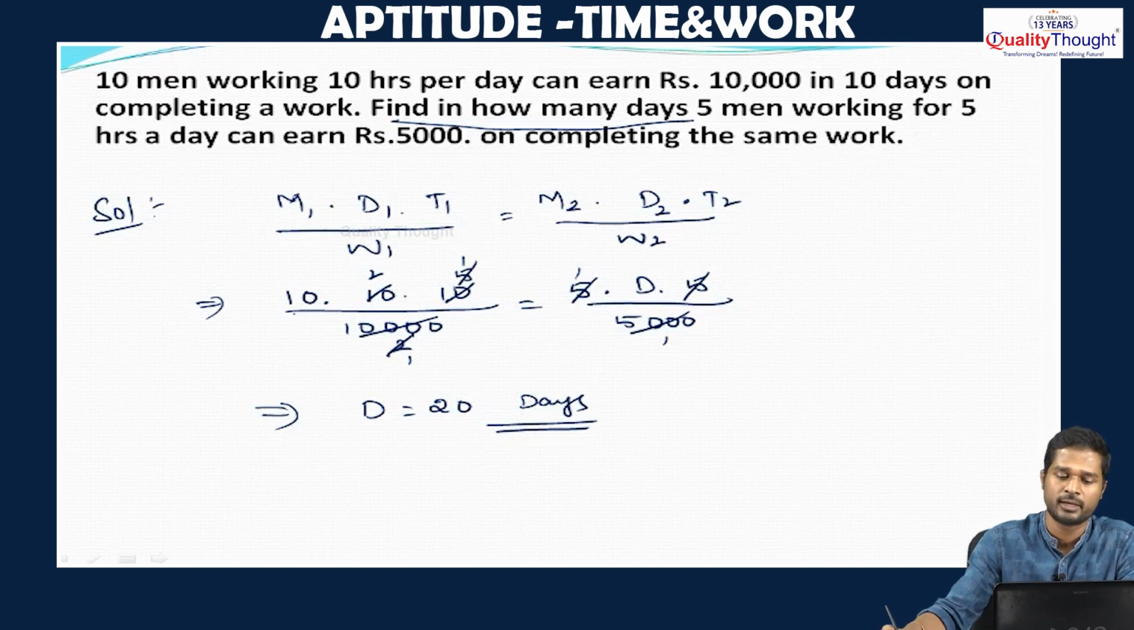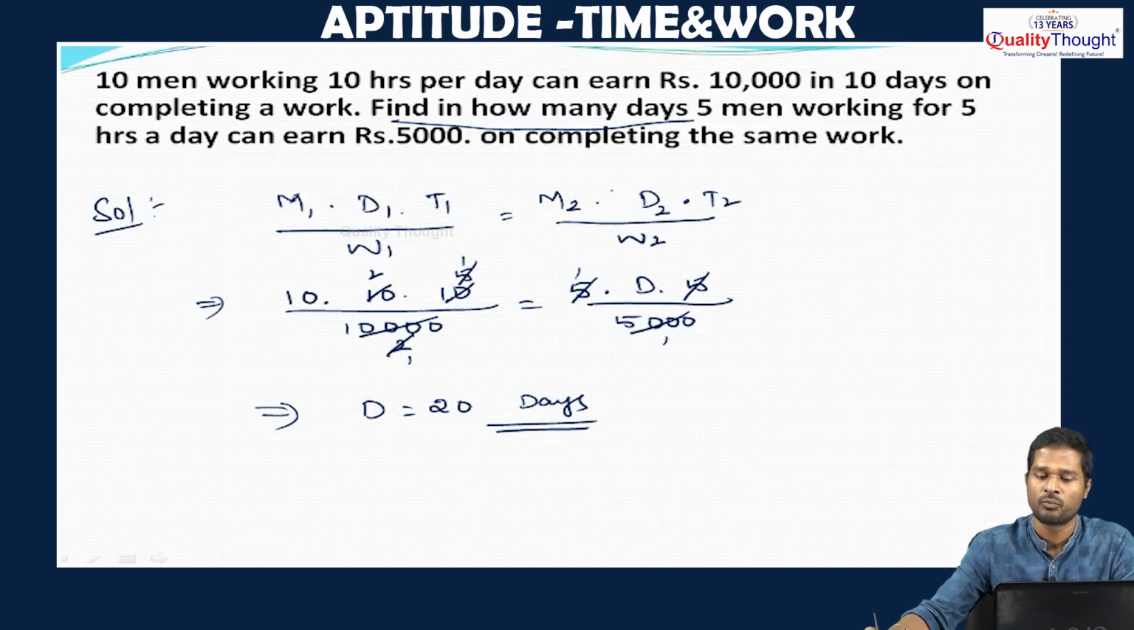See, if we simply substitute the first group, 10 men, 10 days, 10 hours they are working, 10 into 10 into 10 by 10,000 is the salary, equals 5 men in the second group, days we do not know, I took it as D, and 5 hours per day into 5 by salary 5,000. So, 5,000 ones are 5,000, twos are... 5 ones are 5, 5 twos are... So, 10 into 2 is 20 days. Simply use M1 D1 T1 by W1 equals M2 D2 T2 by W2 and just substitute the things. Whatever the things he will give, consider only those things and remove the remaining things which are not given in the question. Let us see about that.